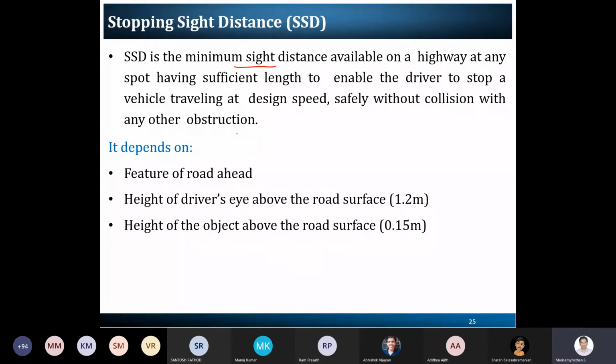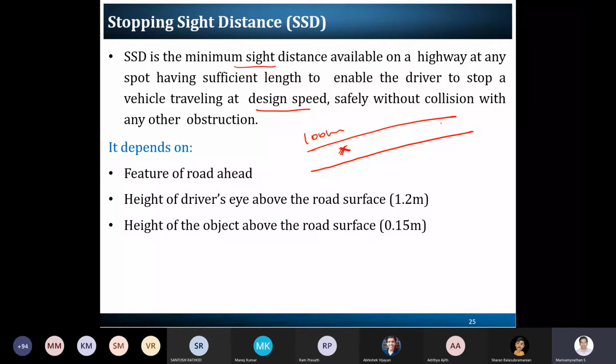The driver has a sufficient length to stop his vehicle to avoid collision with opposite obstructions when he or she is traveling at the design speed. So you are traveling at 100 kilometers per hour on this particular road. When you reach this point, if you see an obstruction, maybe a failure or some breaks in the road, you are traveling at 100 kilometers per hour, then you approach and apply the brake, and you are able to stop your vehicle without making any collision.